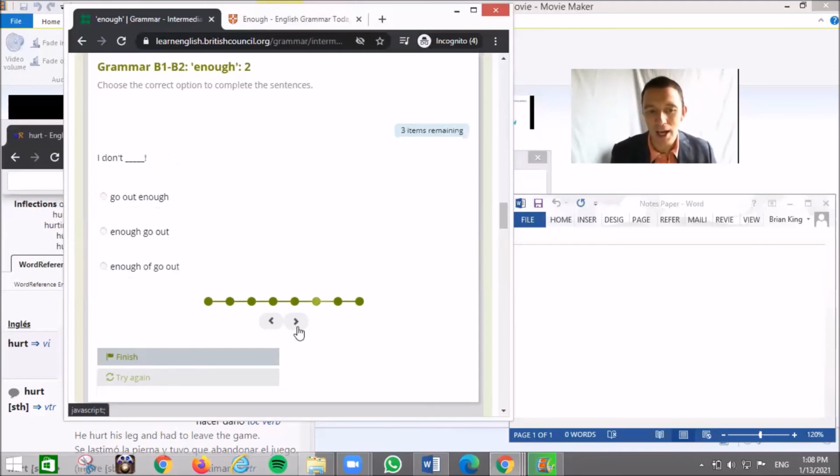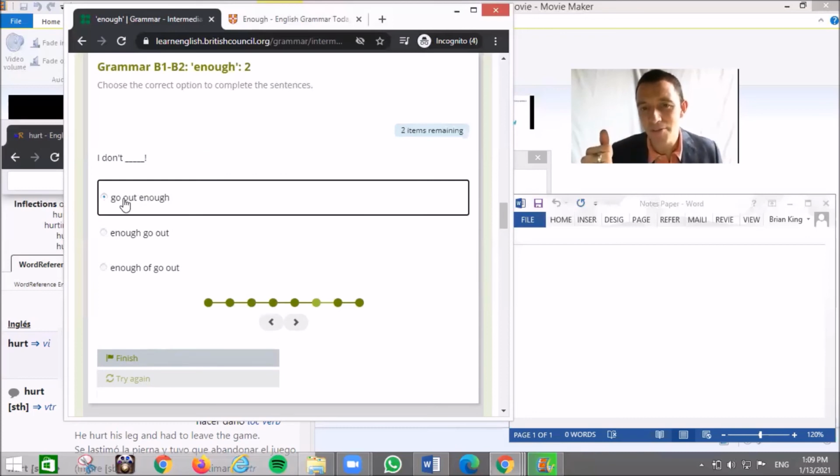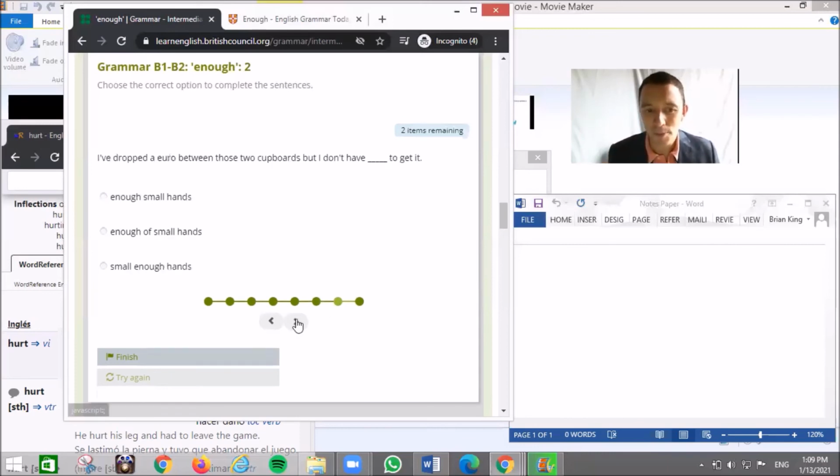Very important. "I don't go out enough." Go out. The options: "I don't enough go out," "I don't enough of go out." Okay, so "I don't go out" is the verb, go out. And after the verb we have enough. After the adjective we have enough. And after the adverb we have enough. The noun, enough is before.